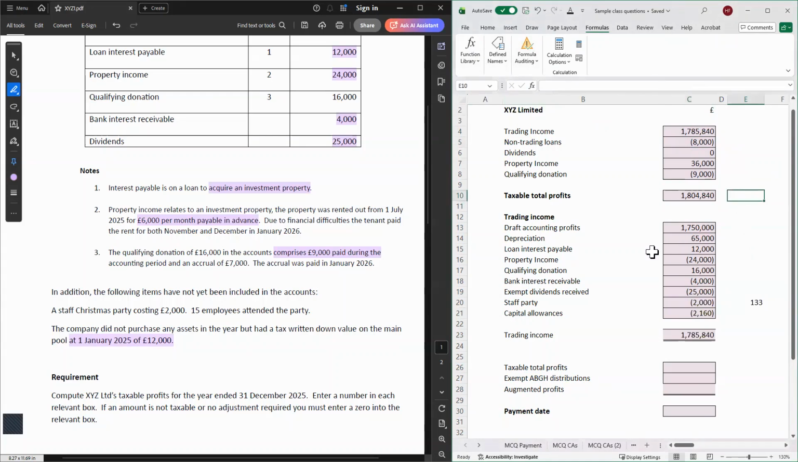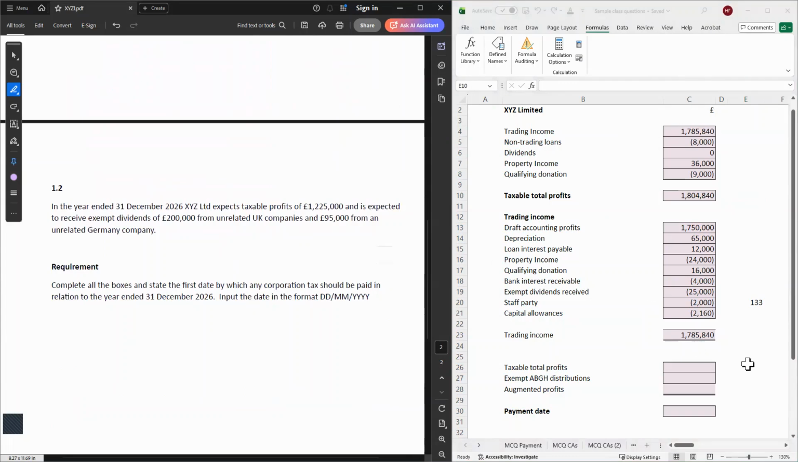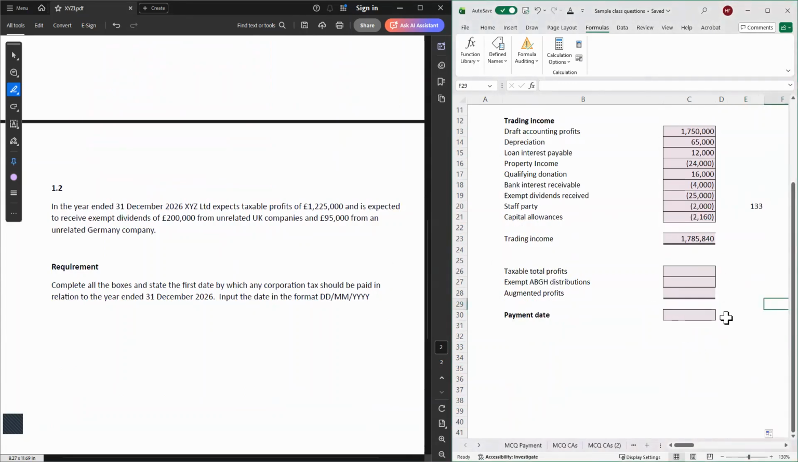So as you can see, fairly straightforward going through the scenario question, just feeding in the information one piece at a time. And it's important to know which items are tax deductible and which items are not deductible here, and also which amounts need to be taxed or deducted under other sources of income. We can now go on to look at the second requirement of the question, and we've got the boxes down here to complete which are relevant for part 2.